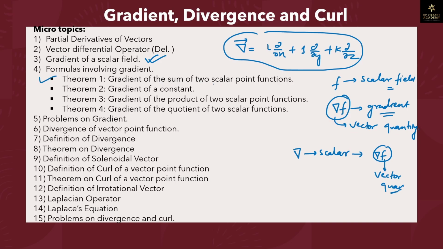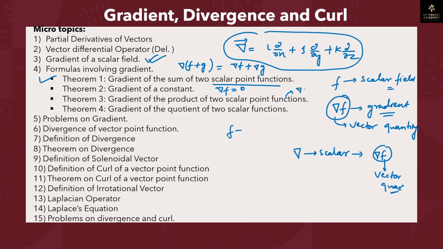Gradient of sum of two scalar point functions, that is del of f plus g. Suppose there are two scalar point functions f and g, then the gradient of the sum of two scalar point functions is del of f plus del of g. This is theorem 1. Gradient of a constant: suppose f is a constant scalar point function, then del of f is equal to 0.